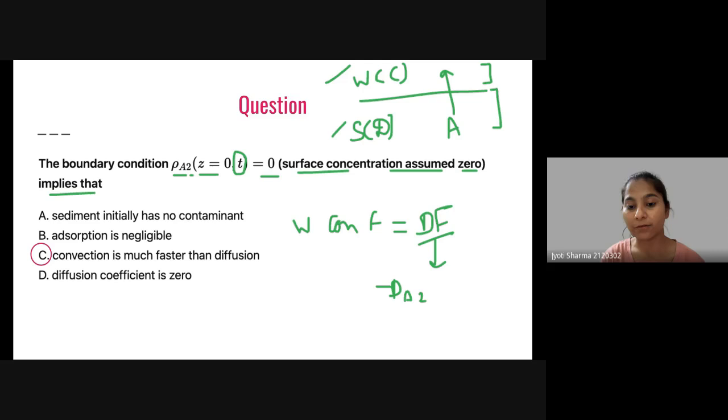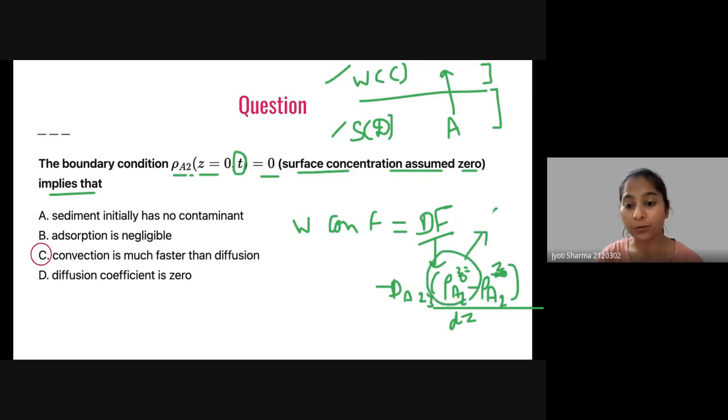And in that diffusive flux we had minus dA23, that is diffusive constant and coefficient, and then we had this rho A2 at z is equal to 0, minus rho A2 at infinity, or divided by some distance z. Here z is equal to 0. And then we have dz.